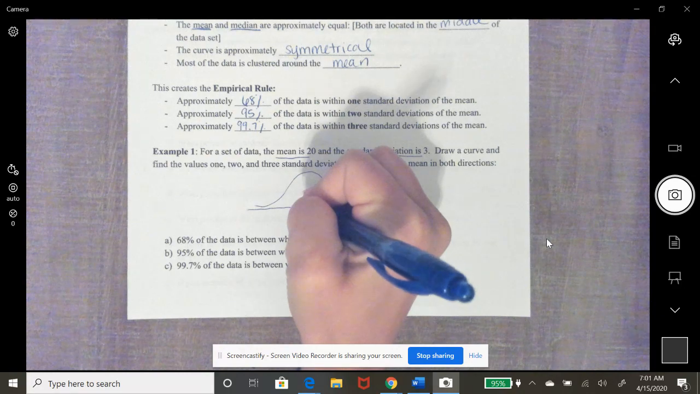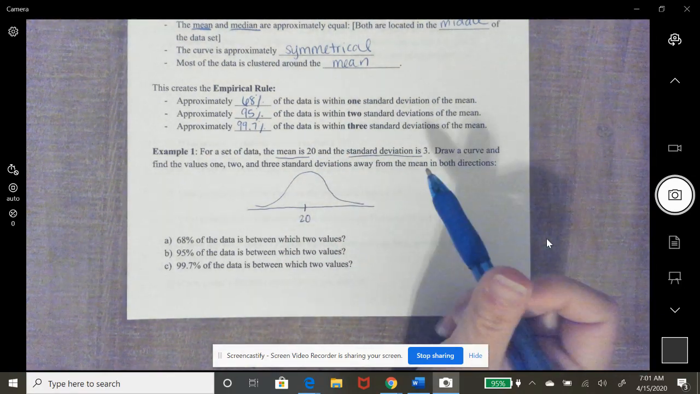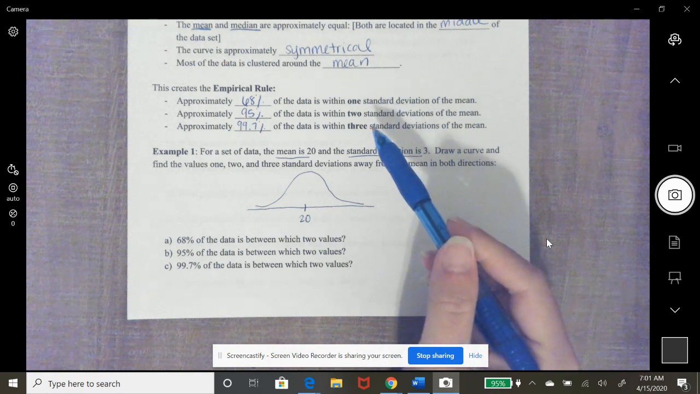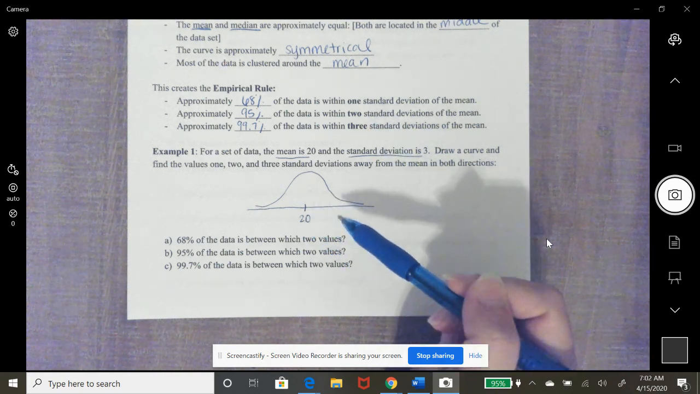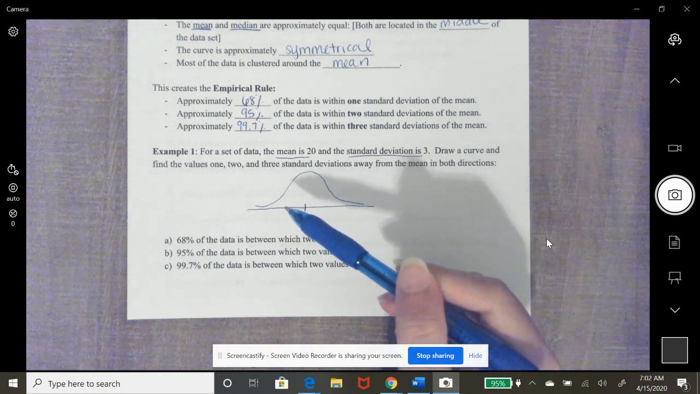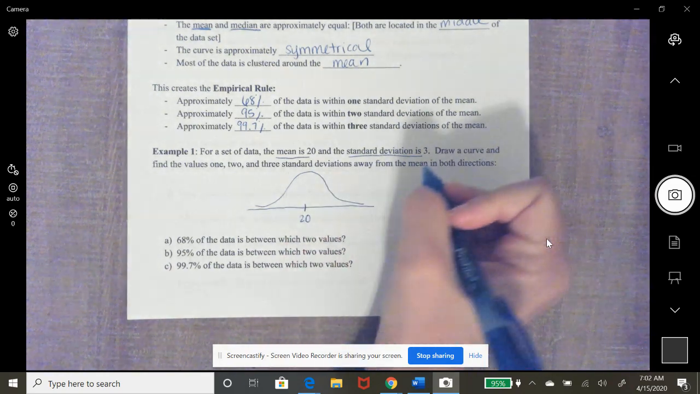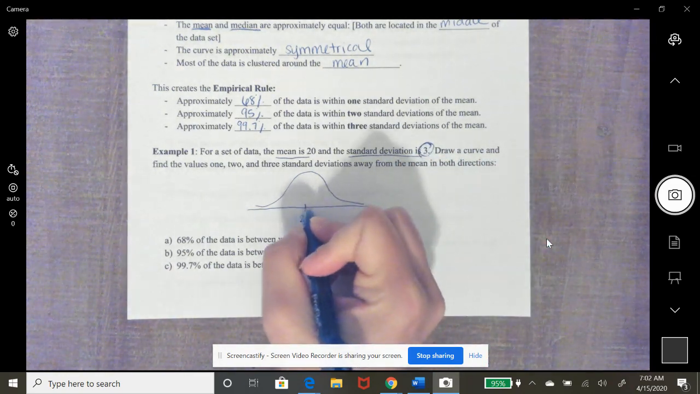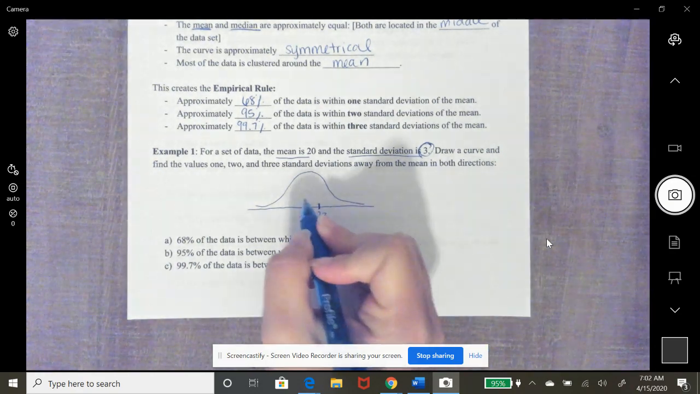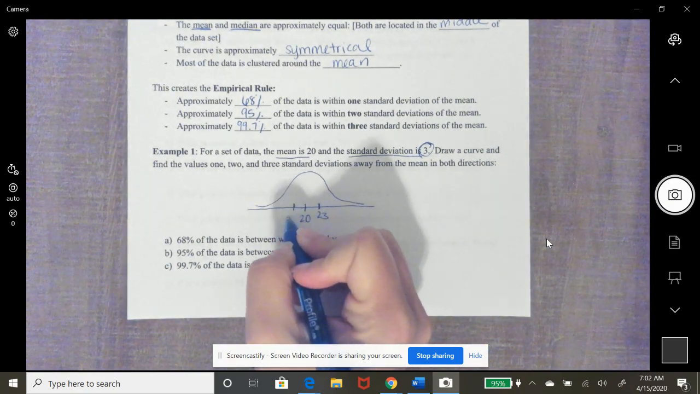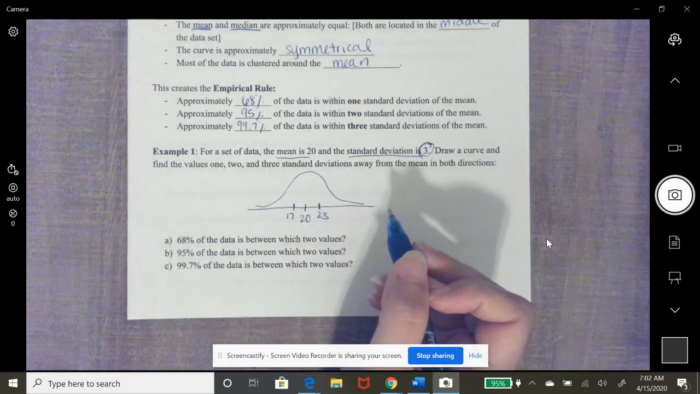So what you want to do is just draw an approximately normal curve. You want to put your mean in the middle. So our mean is 20. And then we're going to go out 1, 2, and 3 standard deviations from this mean. What I mean is that we're going to add and subtract the standard deviation. So if I go out 1 standard deviation, that means I'm going to add 3 to go this way, which puts me at 23. And then I would subtract 3 to go this way, which puts me at 17. So that's 1 standard deviation.